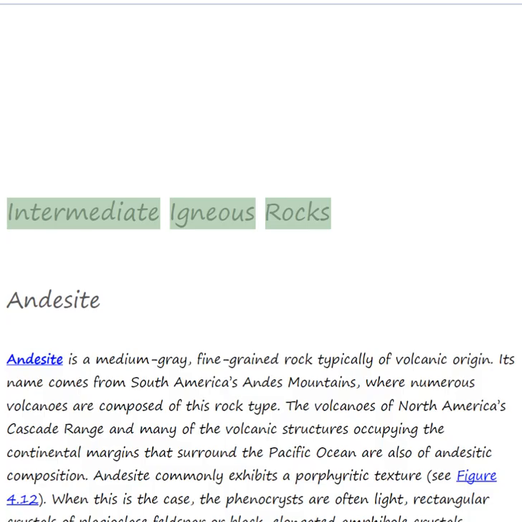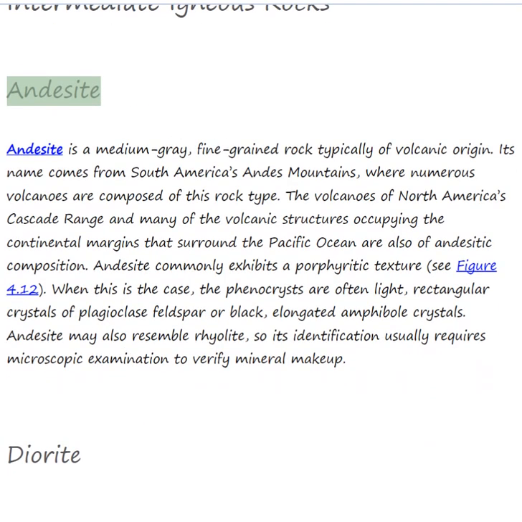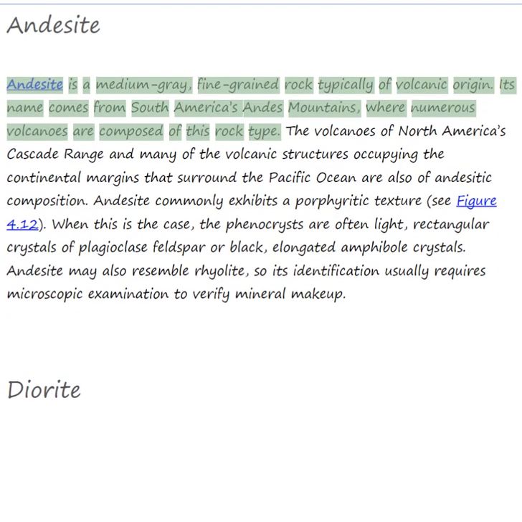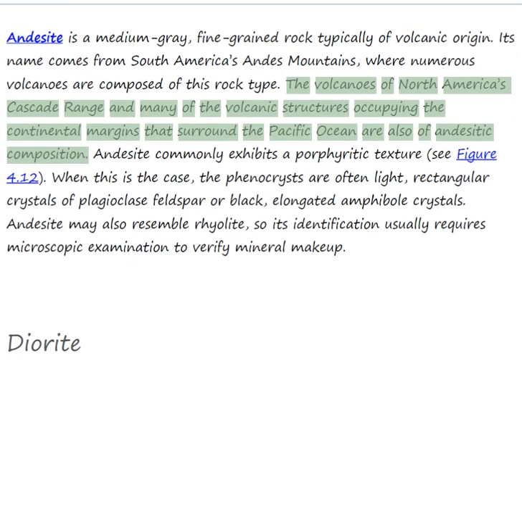Intermediate igneous rocks. Andesite. Andesite is a medium gray, fine-grained rock typically of volcanic origin. Its name comes from South America's Andes Mountains, where numerous volcanoes are composed of this rock type. The volcanoes of North America's Cascade Range and many of the volcanic structures occupying the continental margins that surround the Pacific Ocean are also of andesitic composition.